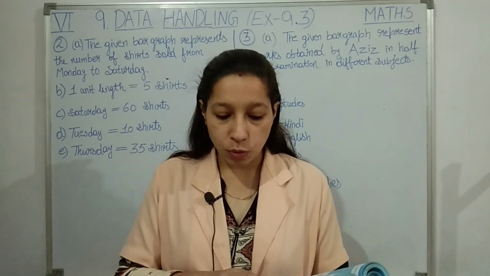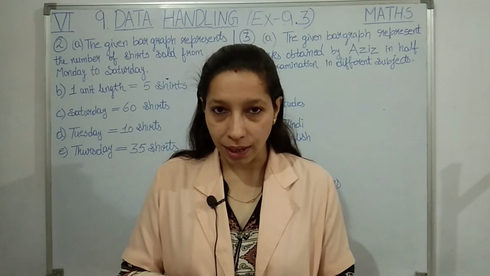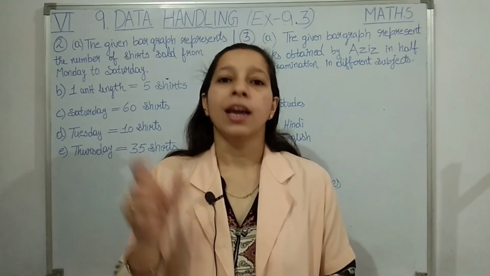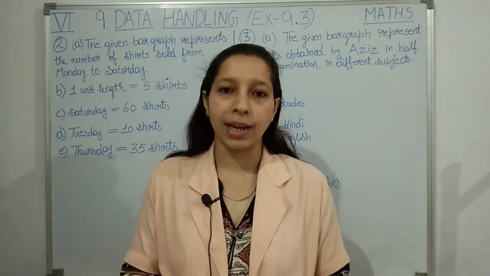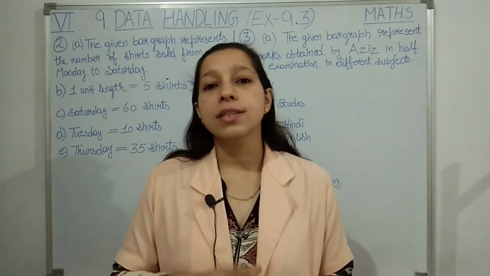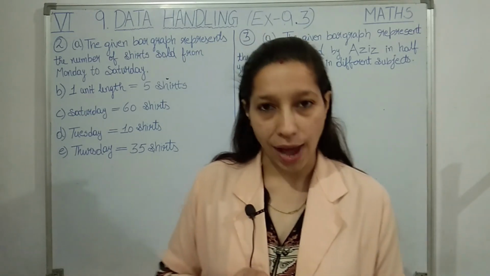Then you can see for Tuesday 10 shirts, for Wednesday 20, for Thursday 35, for Friday 50, and for Saturday 60. So we can easily observe the bar graph like this. You will see what is given in x-axis and y-axis, and accordingly you can give the answer. What is the scale, student? At the top of the graph it is given 1 unit length is equals to 5 shirts.